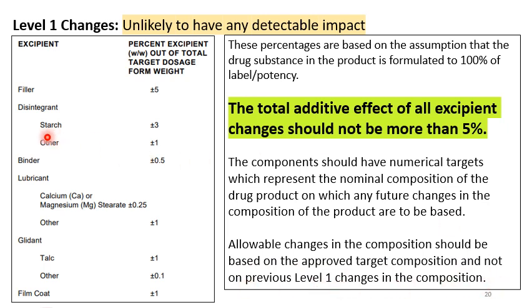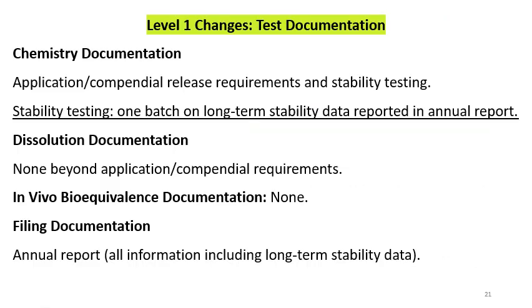So if you are doing a change a second time, at that time you are not supposed to compare the formulation being changed the second time with the first change composition. It should be compared with the original approved composition only. Now, what are the requirements of test documentation if level 1 changes are done to the formulation?